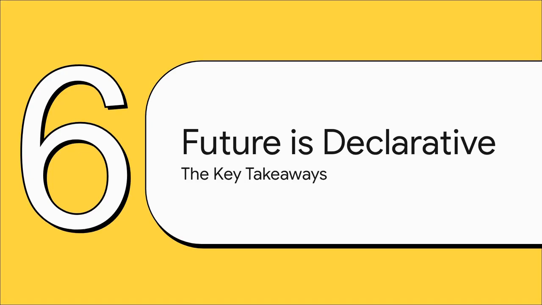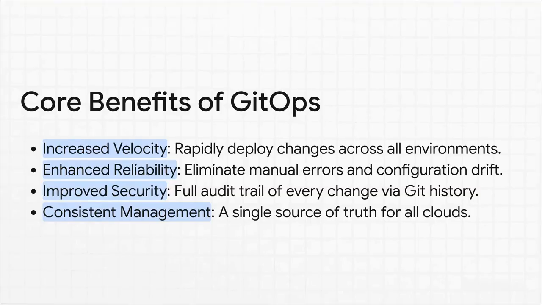So let's zoom out a bit. When you pull this all together, what does adopting a declarative model like GitOps really mean for your team? What do you actually get out of it? Well, first, your deployment speed goes through the roof. Second, your systems become way more reliable because you've basically eliminated a whole class of manual errors and configuration drift. Third, security and auditing are just built in. Every single change to your system is a commit in Git, which gives you a perfect reviewable audit trail. And finally, you get what we set out for. Truly consistent multi-cloud management from one single source of truth.